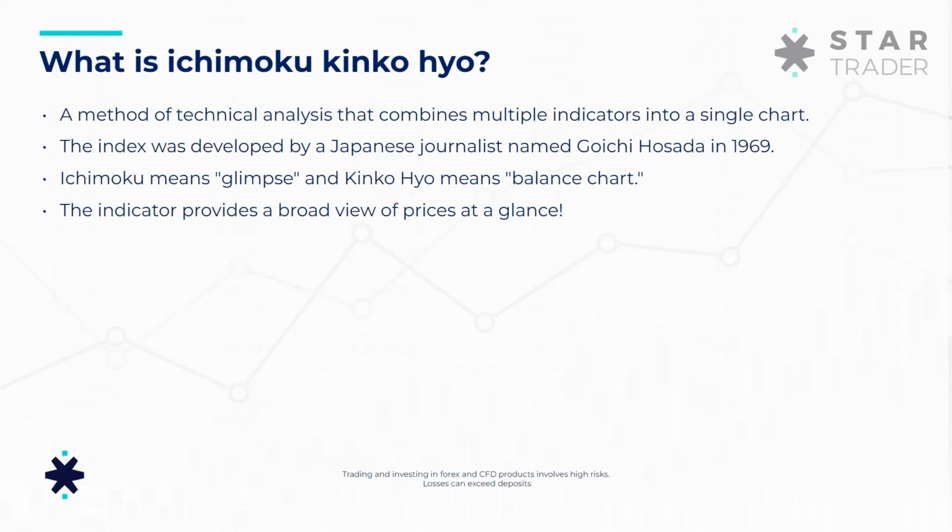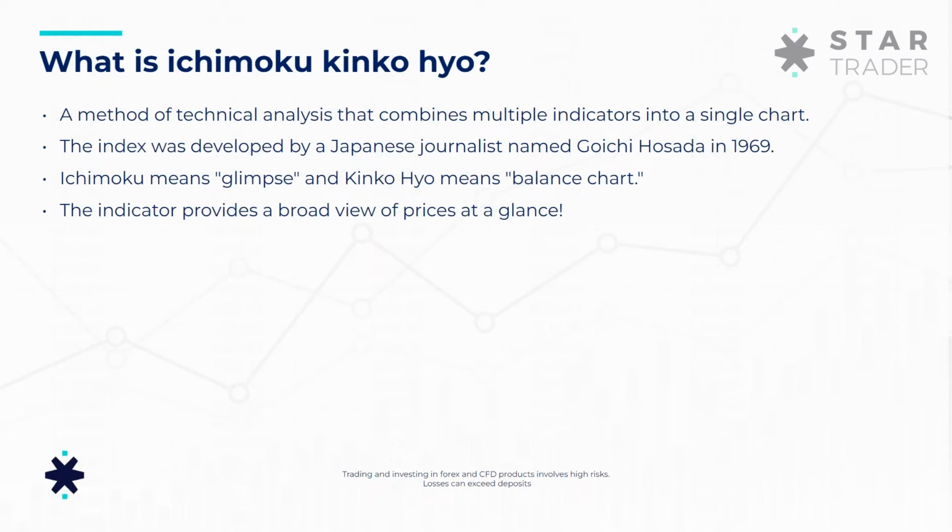According to my knowledge, this Japanese journalist took 30 years to develop this indicator. So this indicator is still working, and it's still worthwhile to study it and analyze the market with it. This is my personal favorite indicator, because whenever I study the market, I study with this indicator as well.